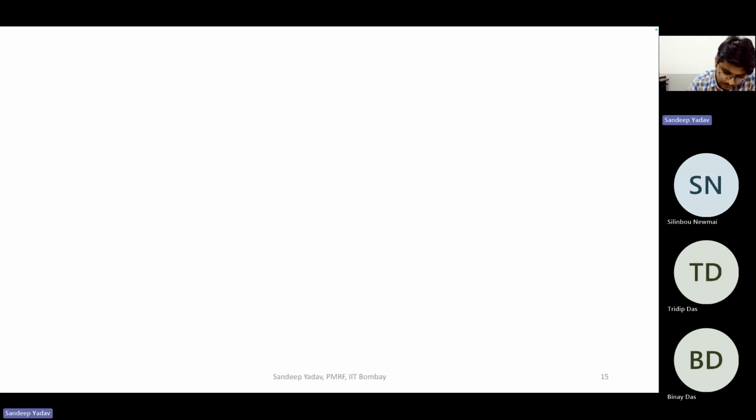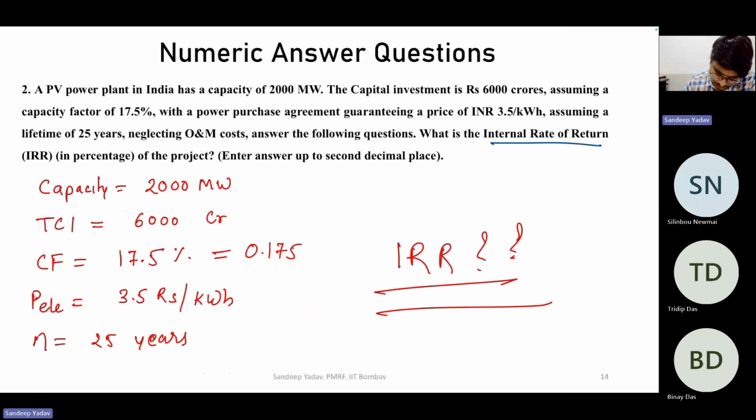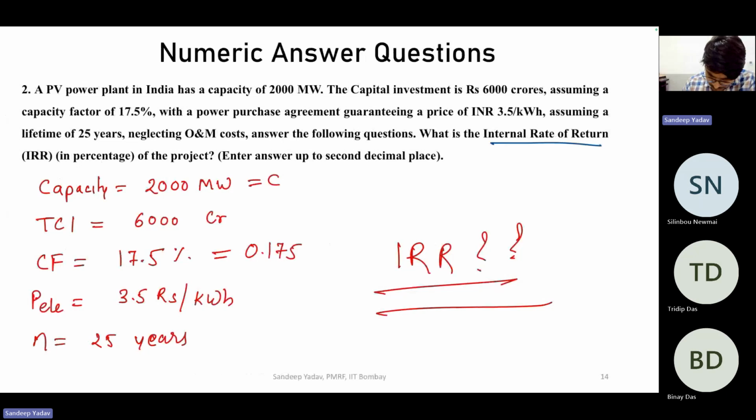So let's begin with, first we'll calculate the annual cash flow. Annual cash flow is the amount of money that we are generating from this power plant. We know the capacity of plant, which we can denote by C, multiplied by the number of operating hours. Annually, the operating hours will be 8760 hours. If you multiply 365 into 24, that comes out to be 8760 hours. So that's how it came.